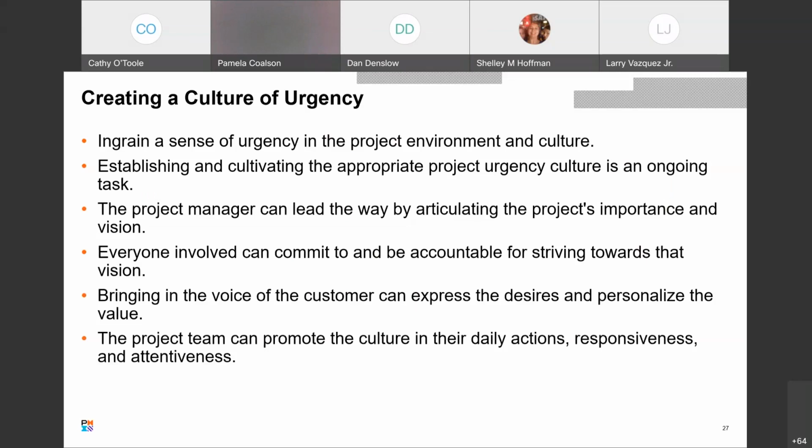Okay, so one of the things that you need to be doing during your project management life cycle is creating a culture of urgency. And I feel like this is a really important topic because you have to ingrain a sense of urgency in the project environment and the culture. That means making sure that everybody from the sponsor to the stakeholders to the development team and people on the fringes of your project all understand the urgency of your project.